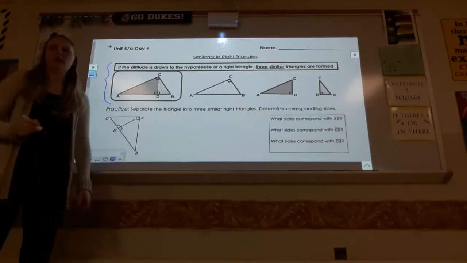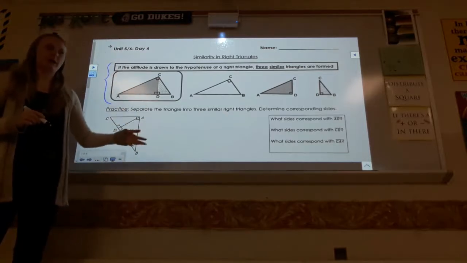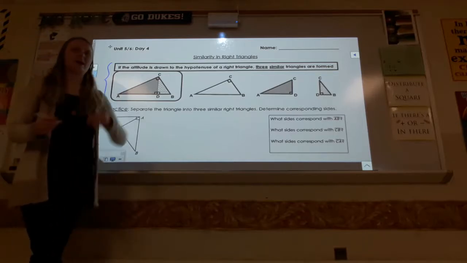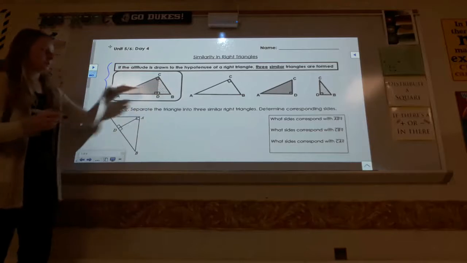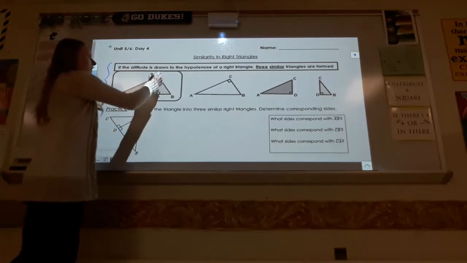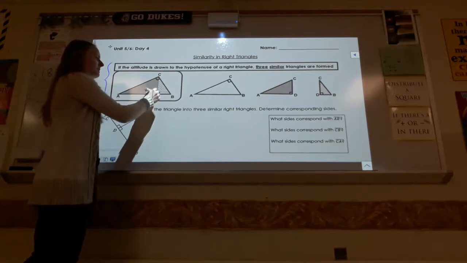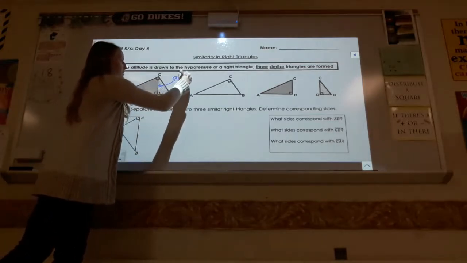Have you guys ever heard of an altitude before in the context of a triangle? I'm sure you've heard of the actual word altitude before. But in a triangle, the altitude represents the height of a triangle. So to get the height, you have your triangle sitting however it is. You would draw a line from the vertex down to the side across from it, so that it's perpendicular. So this right here is the altitude.